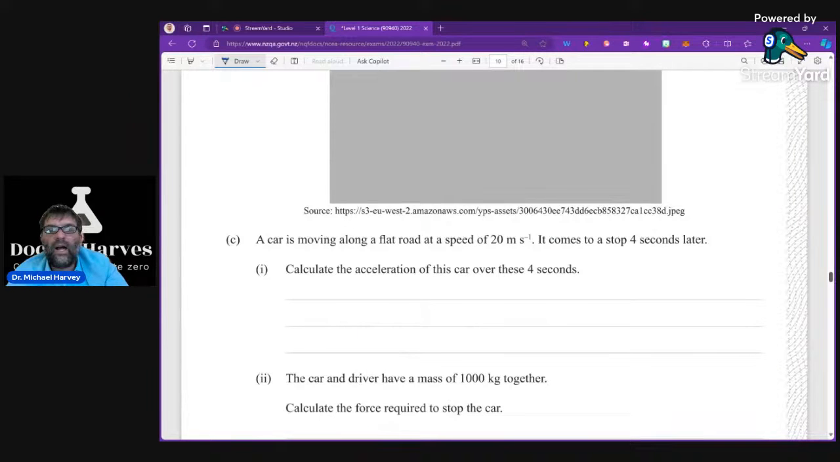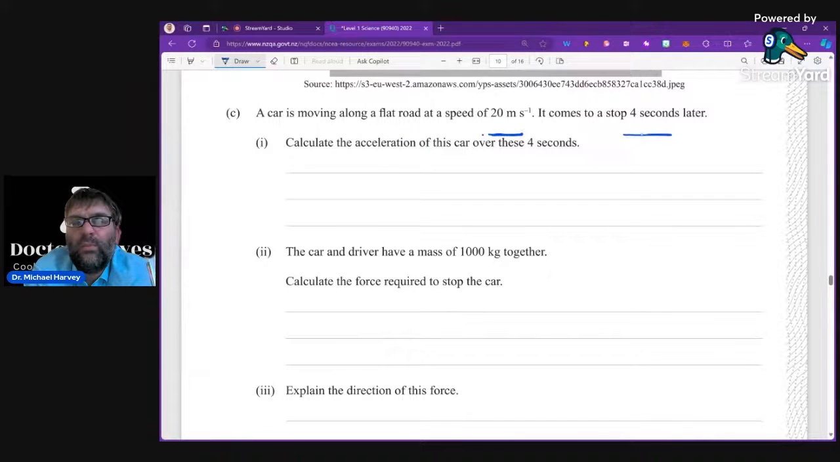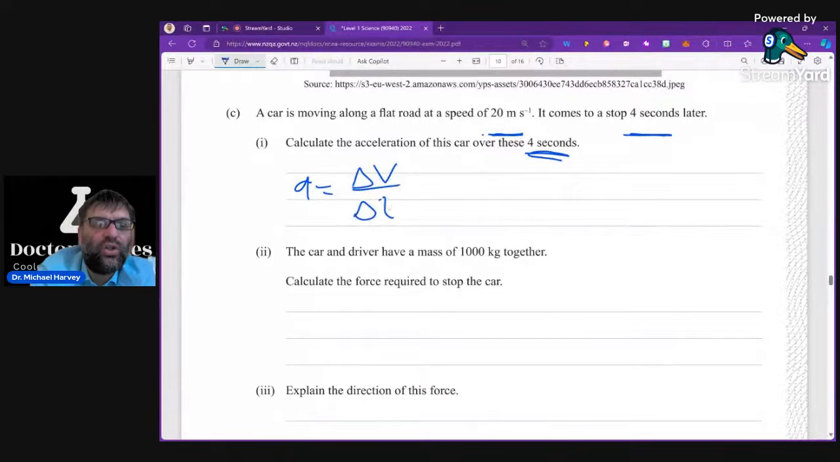And then we have a car is moving along a flat road at a speed of 20 meters per second. Okay, so we've got a speed of 20. This comes to a stop in 4 seconds. Calculate the acceleration of the car over the 4 seconds. Okay, so it's going back to motion questions again. So acceleration equals change in velocity over change in time.